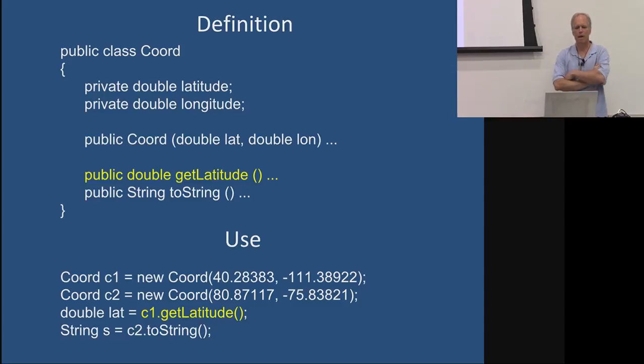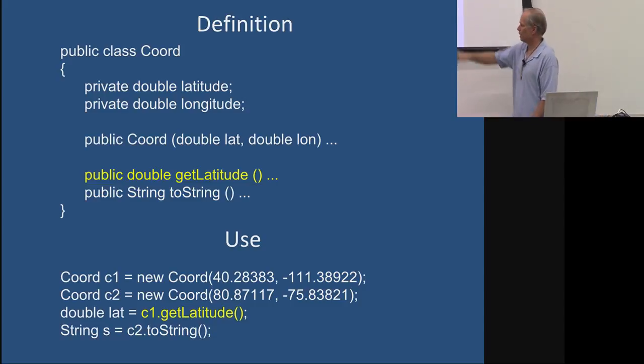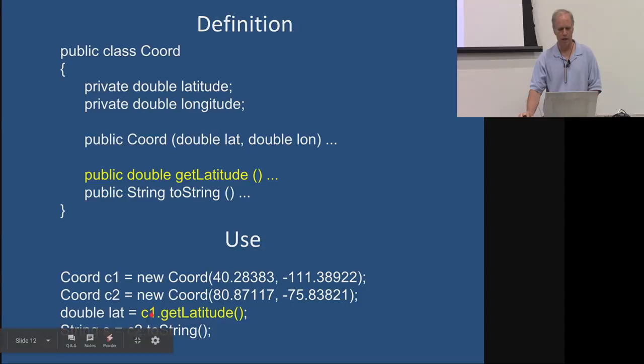That brings us now to methods. Look at the third line down here under use, and you can see that I'm doing C1.getLatitude. The question is, what happens when that runs? We're invoking the getLatitude method, which is highlighted in yellow here, on the object C1, which we just created up here. So let's go look.